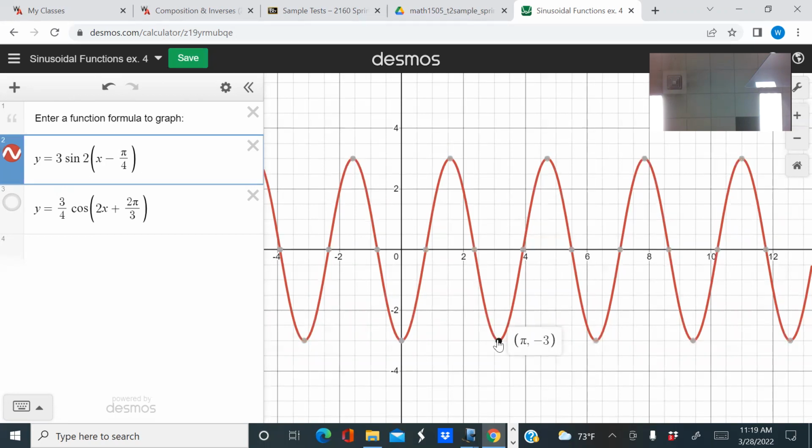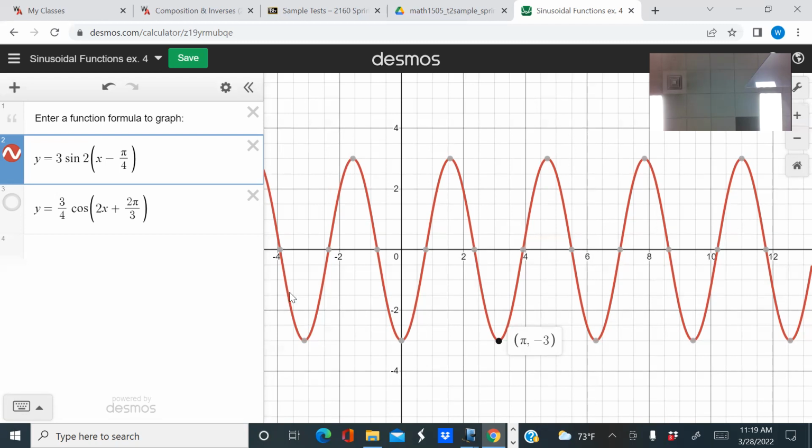All right, so it tells us very clearly, right? It's starting here at -3, and then it goes up and then goes back down to -3 at pi. So that's a period of pi. And then it just repeats that, right? Every pi units to the right and every pi units also to the left.